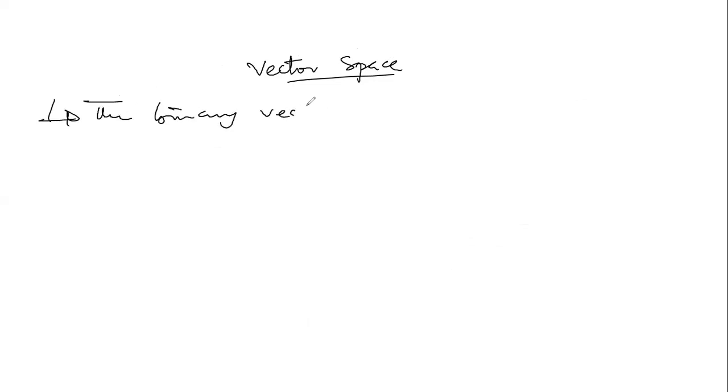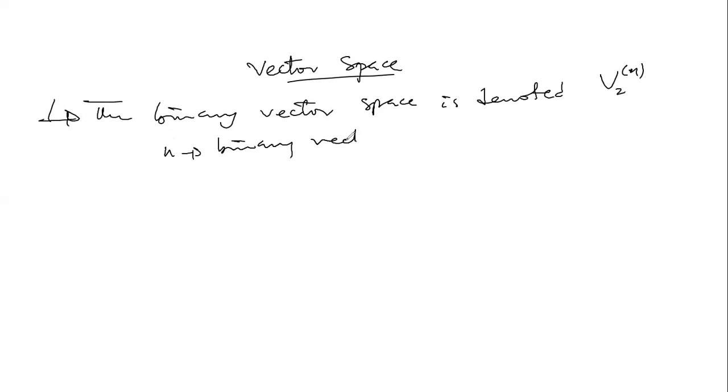So vector space. Well, in coding, the binary vector space is denoted as V sub 2 to the n, okay? Now here, n is the binary vector length. Let's put it that way.